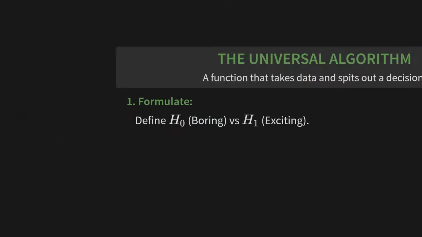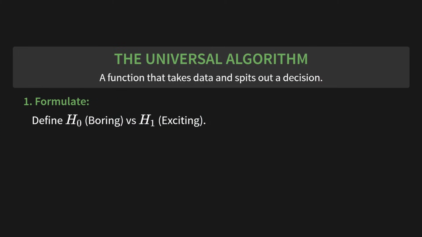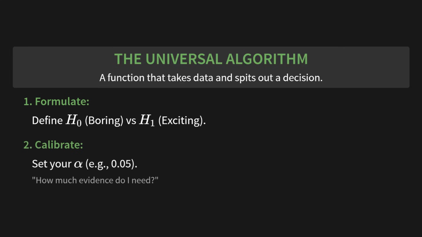Here's the secret. It's just 4 steps. So what is this universal algorithm? It's a function. It takes your data and it spits out a decision. That's it. Step 1, formulate. You define H0, your boring theory, versus H1, your exciting theory. Step 2, calibrate. You set your alpha, like 0.05. This is where you ask yourself, how much evidence do I really need?